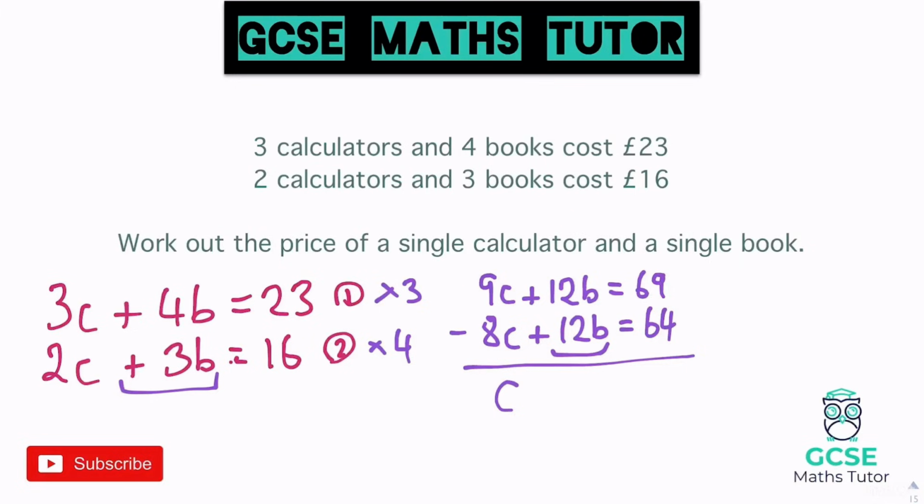And 69 take away 64 is 5. So straight away we get our answer there, c equals 5. So there's our first answer, c equals 5. And then we just need to sub that back into one of these equations.